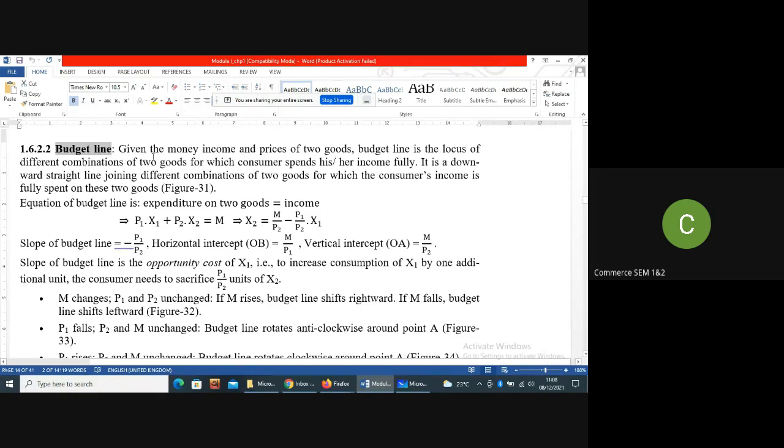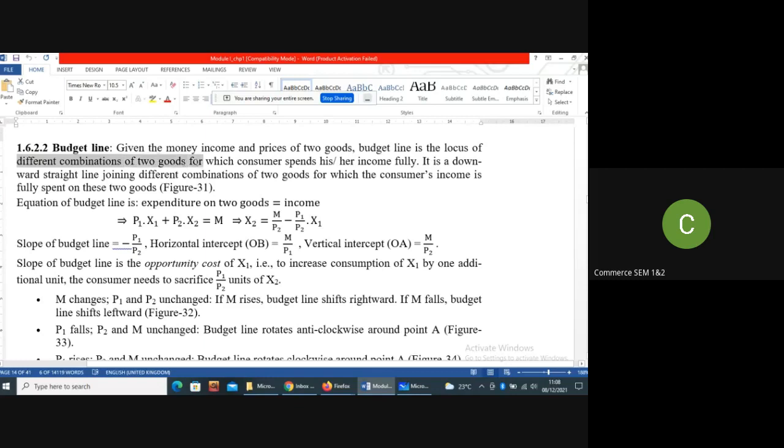Basically, if you have a given money income, and if you know the market price of two commodities, and we are assuming that there are only two commodities or two services available in the market, then the budget line is basically the locus of different combinations of two goods for which the consumer spends his or her income fully.